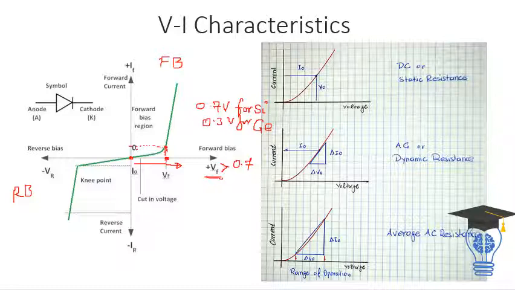Till then there will be a small current flow, and after your input reaches V built-in, that is V gamma, the diode starts conducting and there will be a sudden exponential rise in the forward current. That means the diode starts conducting only after your input reaches V gamma.